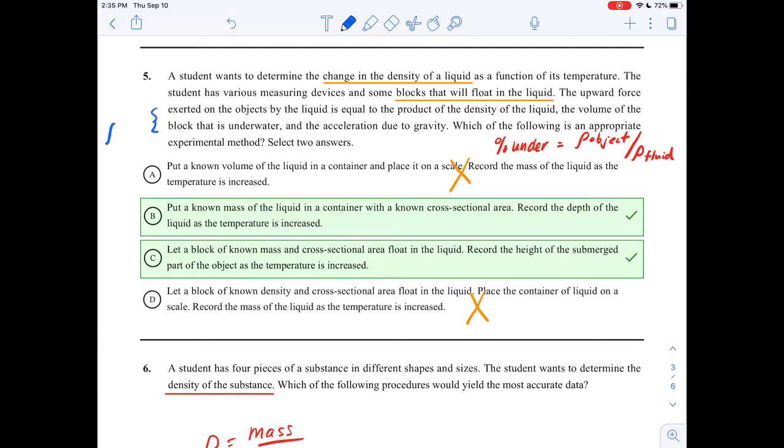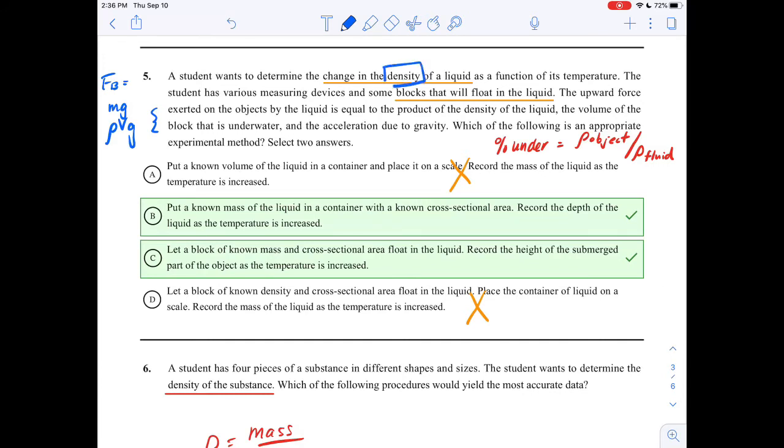This whole chunk is really just saying this rho Vg again. Just a reminder that density times volume is mass. So the upward force is basically just saying that the buoyant force is equal to the weight of the water displaced. Okay, which of the following is an appropriate experimental method?